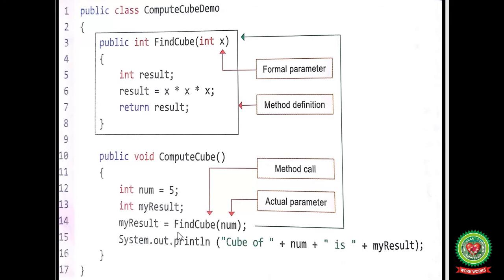Now we have used the findCube function in the function named computeCube. So these are also nested functions. Now this data, int result = x * x * x; return result, is the local data of the function, meaning the result variable is in the scope of this findCube function. This first line is the function prototype.